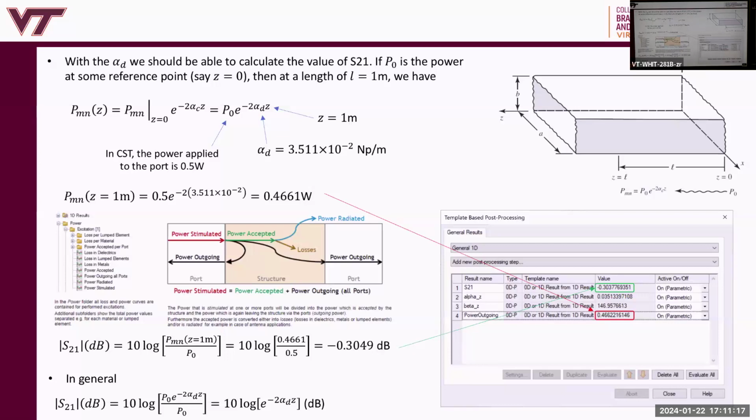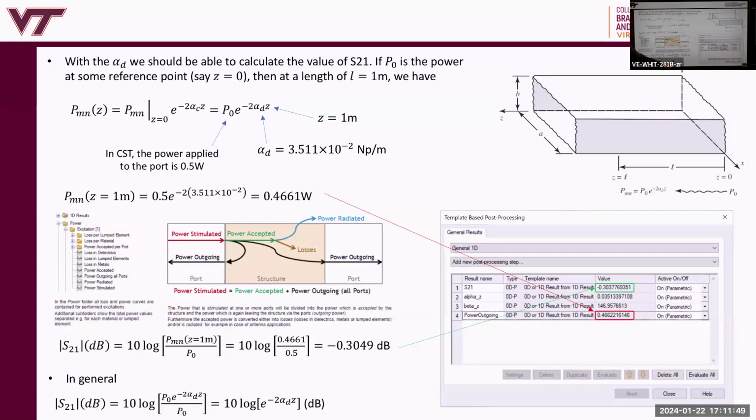So what about S21? That's what we want to find, right? So what is S21? S21 in terms of dB is 10 log of a ratio of powers. Power at Z equal to 1 meter divided by power at Z equal to 0. Or power in the input port divided by power at the output port, or S21, right? So S21 magnitude in dB, if you take 10 log of this ratio of powers, we know PMN has P0 in it. So really we're just looking at 10 log of e to the minus 2 alpha dz.